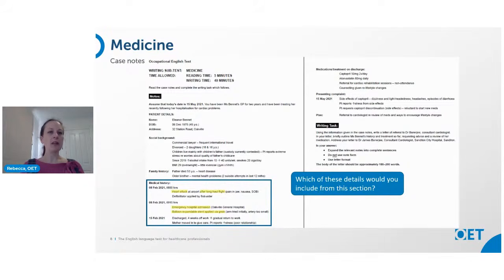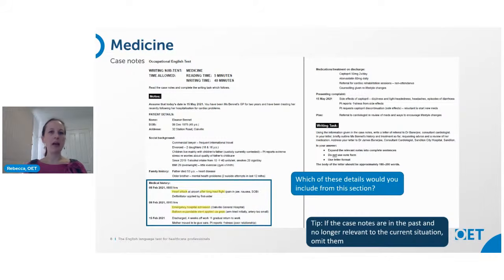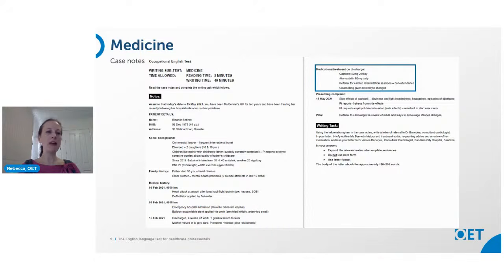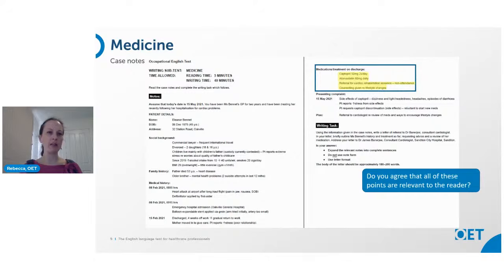And that just leaves us with the final section of case notes that we haven't looked at yet, which was medication and treatment. Just have a quick look at that section. And hopefully you agree that all of those 4 points are relevant to the reader. They all cover the medication that the patient is taking and the discharge information about lifestyle changes and being referred for cardiac rehab sessions. Hopefully you agree that all of those points are relevant to the reader.